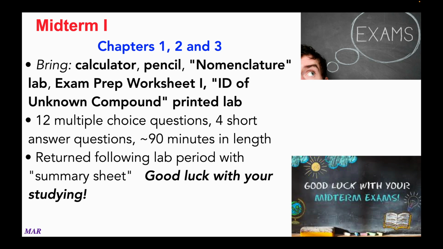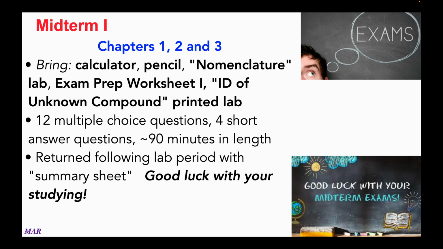When you come to the midterm, you should definitely bring your calculator. Pencil or something to write with would be cool. The nomenclature lab will be due, so make sure you have that ready to turn in. There'll also be the exam prep worksheet 1 to turn in. Exam prep worksheets are basically some questions where the answer is given. You need to show your work how you go from the question to the answer. In addition, also bring the identification of an unknown compound lab, the printed lab. We will have a lab afterwards. Your goggles will be needed for that lab, so I would encourage you to bring those along as well. If you have those things, you'll be good to go.